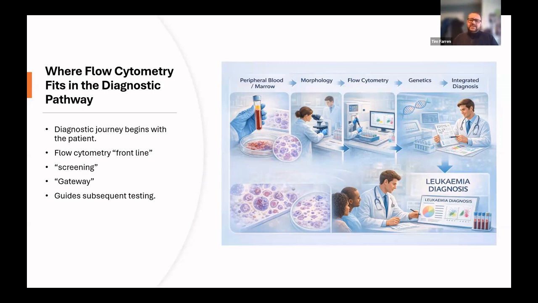And importantly, this information generated by flow cytometry frequently guides the next stage of testing. For example, specific immunophenotypic patterns may suggest a particular cytogenetic abnormality or molecular lesion, which will then direct what we call further targeted genetic testing. And ultimately, it's getting all these data sets together, the morphology, the flow, the cytogenetics, and the molecular, that are integrated to produce that final diagnosis.